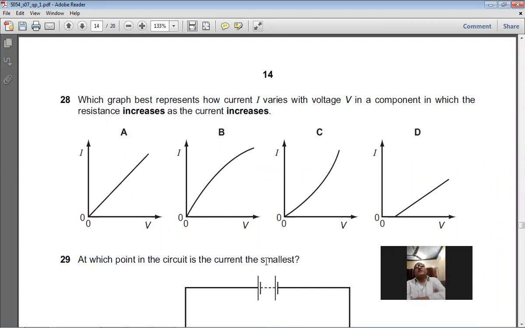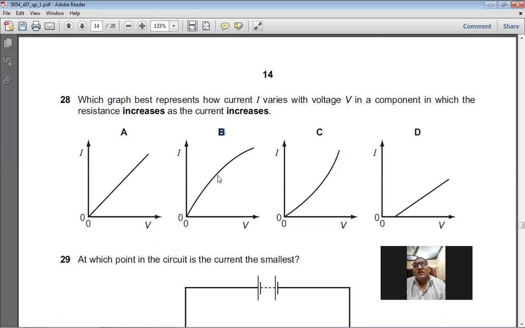Which graph best represents how current I varies with the voltage V in a component in which the resistance increases as the current increases? So the gradient of this graph, or the slope of this graph, is I by V. So the gradient is actually the reciprocal of the resistance. So if you want the resistance to increase, the slope should decrease. I think B is the right option.